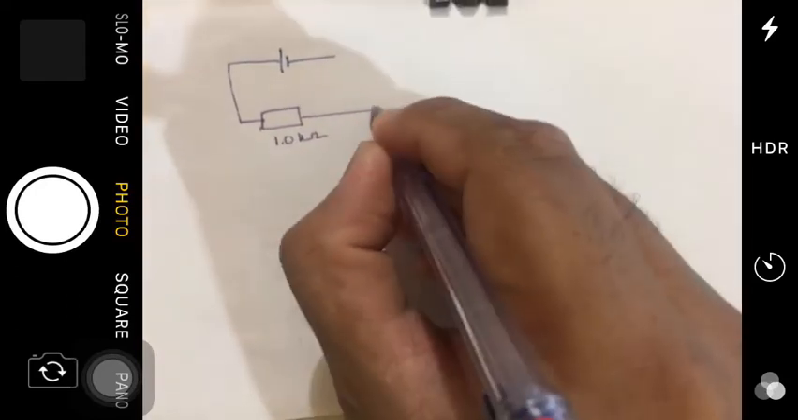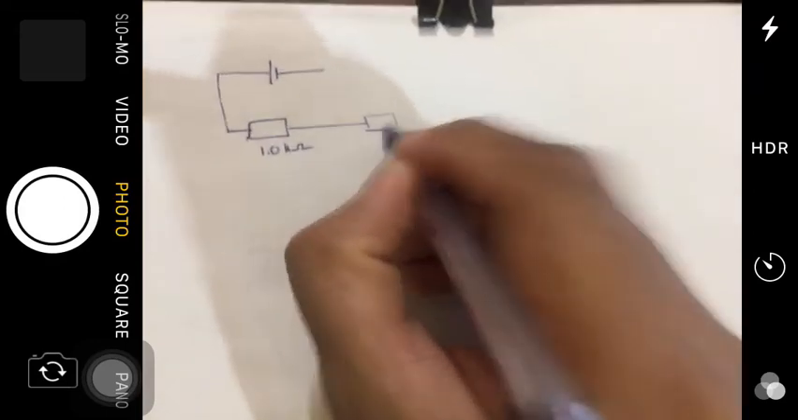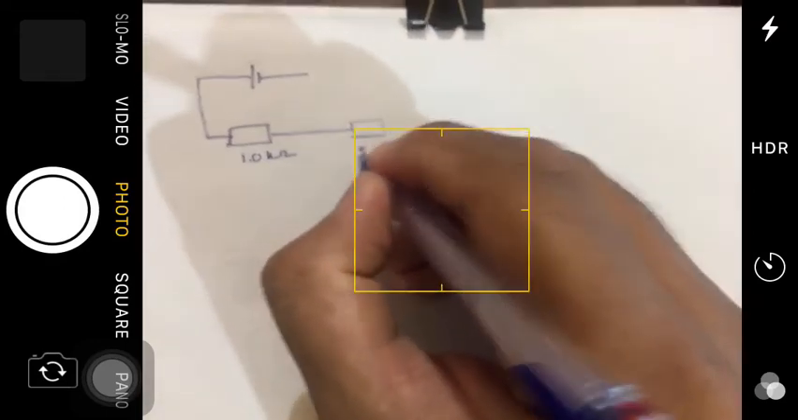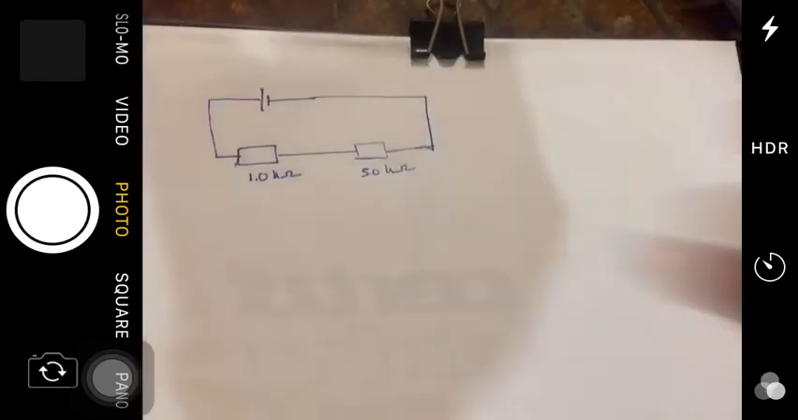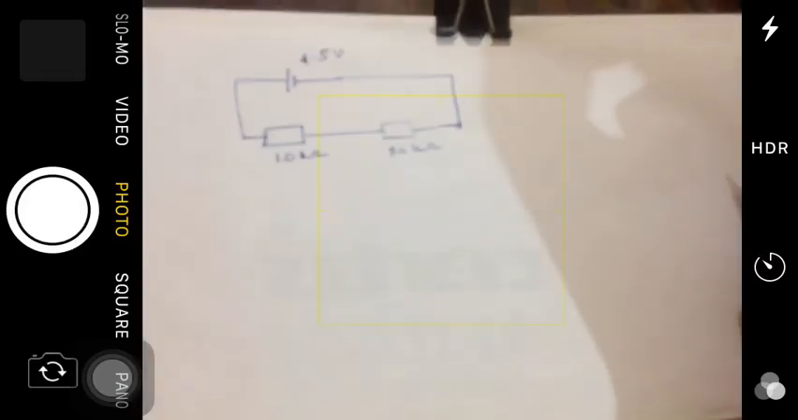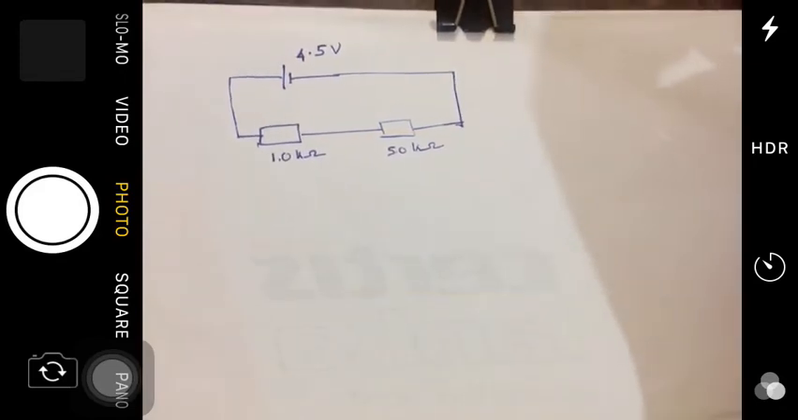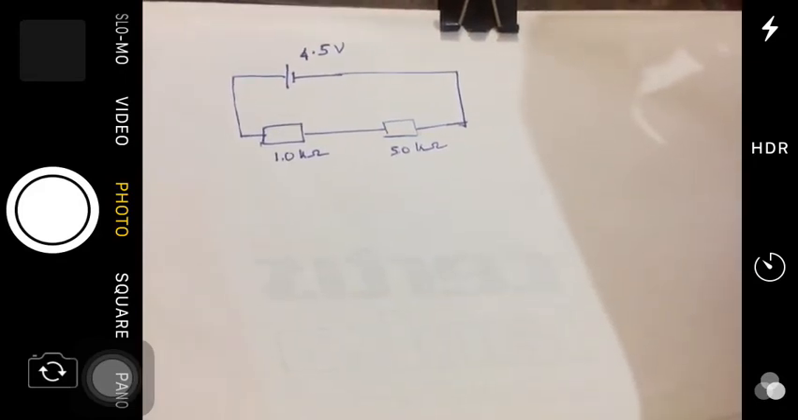So you have 1 kilo ohm, you have 5 kilo ohms, and the EMF is 4.5 volts. The internal resistance is negligible.